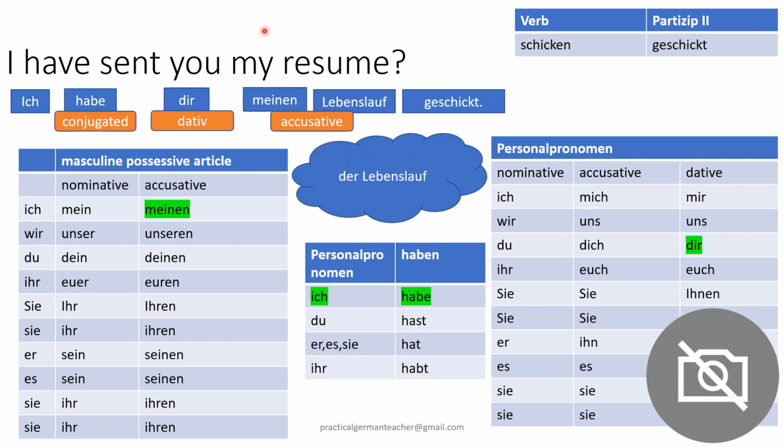And here you are using a possessive article. So my, it's over here. Ich, mein, meinen. This is the table for possessive articles, which happen to be masculine. Please pay attention to this headline, masculine possessive article. So ich habe dir meinen Lebenslauf geschickt. You can use some other verb as well. Senden is also quite often used. So ich habe dir meinen Lebenslauf gesendet.